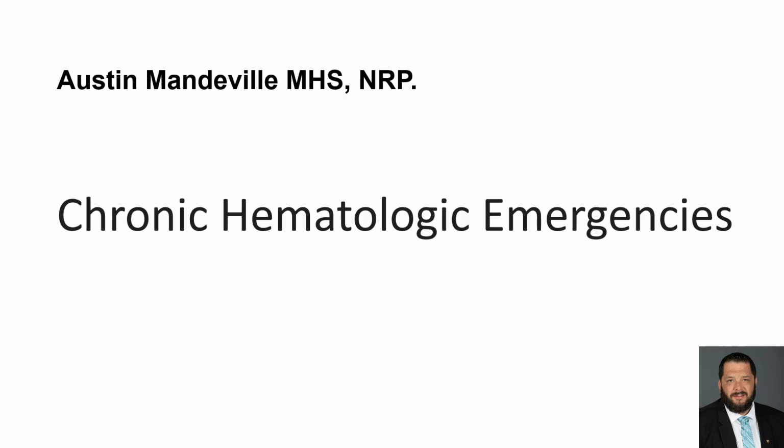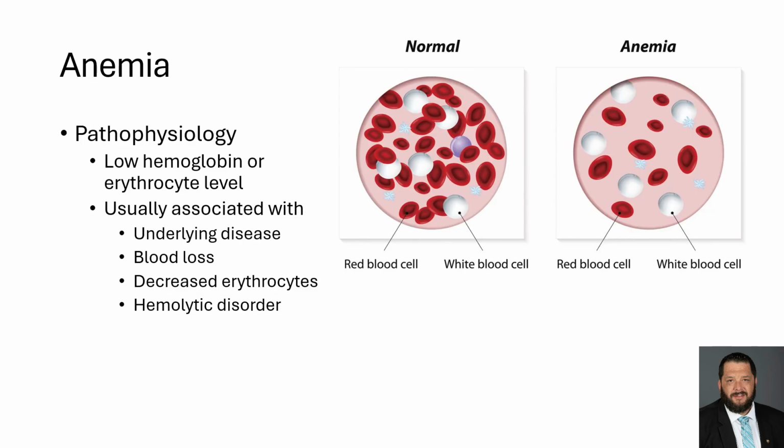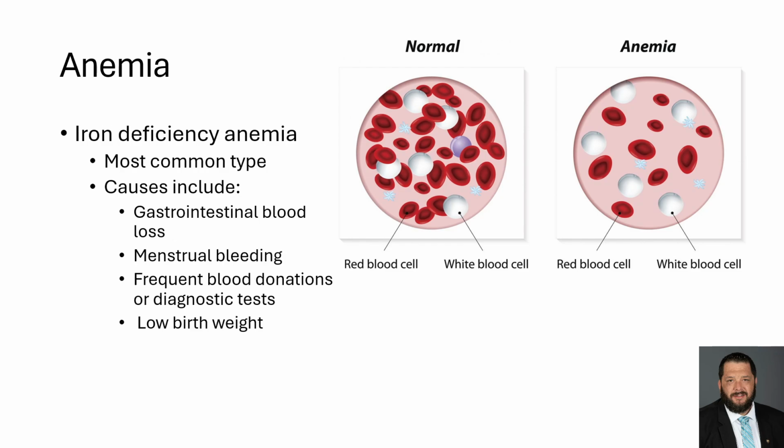Welcome back, everyone. For this lecture, we're going to discuss chronic hematologic emergencies. The first hematologic emergency we're going to talk about is anemia. Anemia is low hemoglobin or erythrocyte levels and is typically associated with blood loss or underlying disease that complicate the production of red blood cells. It results in decreased erythrocytes and can also occur from other hemolytic disorders.